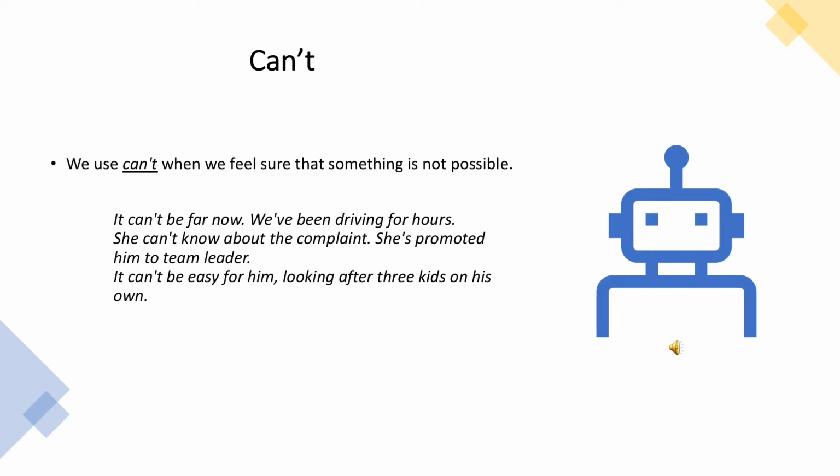The other modal verb is can't. We use can't when we feel sure that something is not possible. For example, it can't be far now. We have been driving for hours. She can't know about the complaint. She has promoted him to team leader. Or, it can't be easy for him, looking after 3 kids on his own.